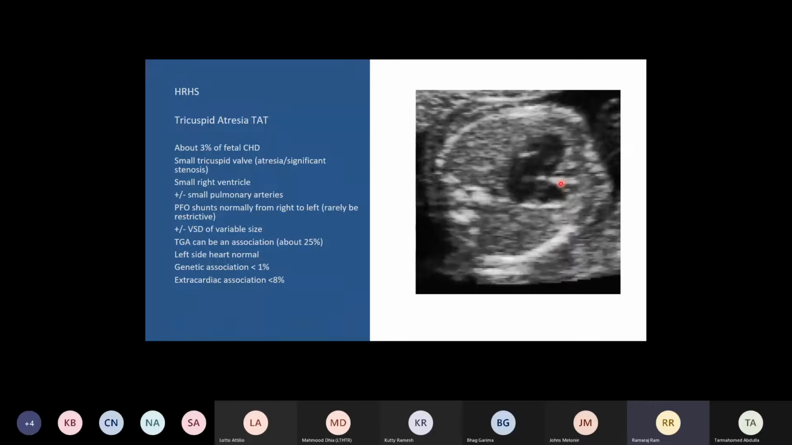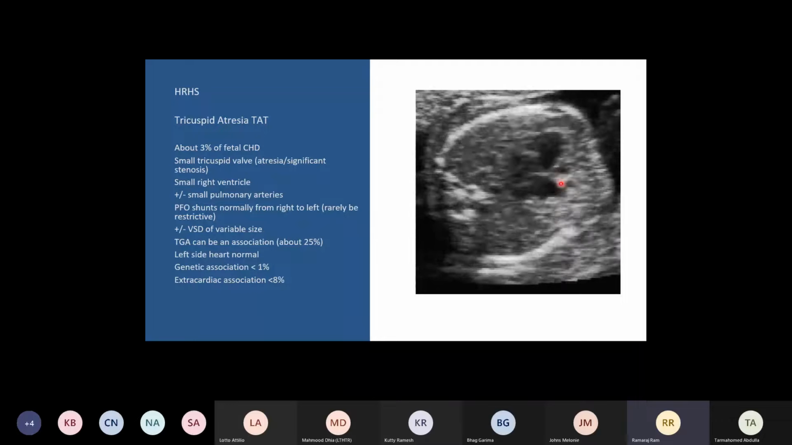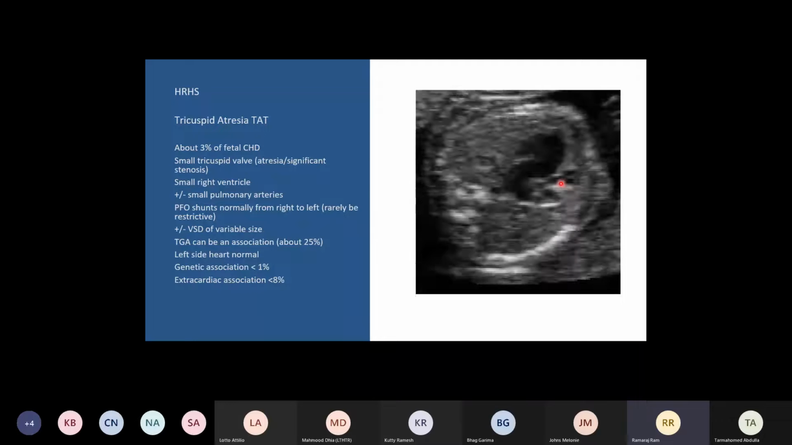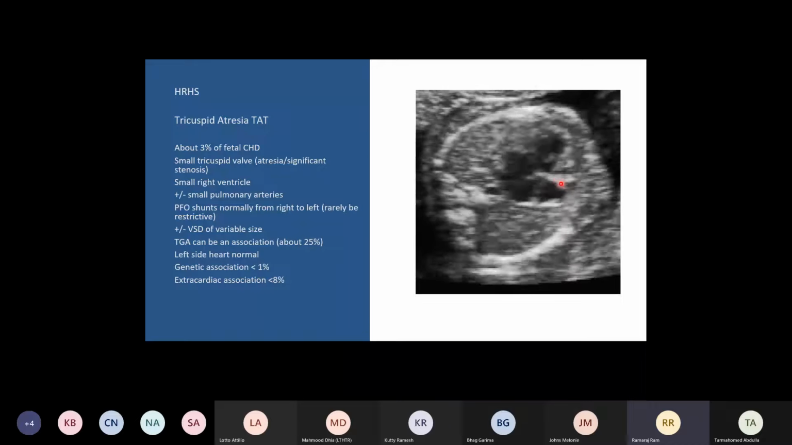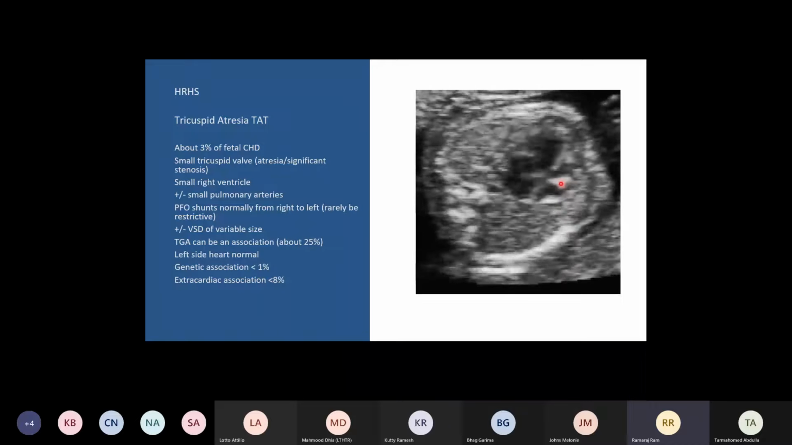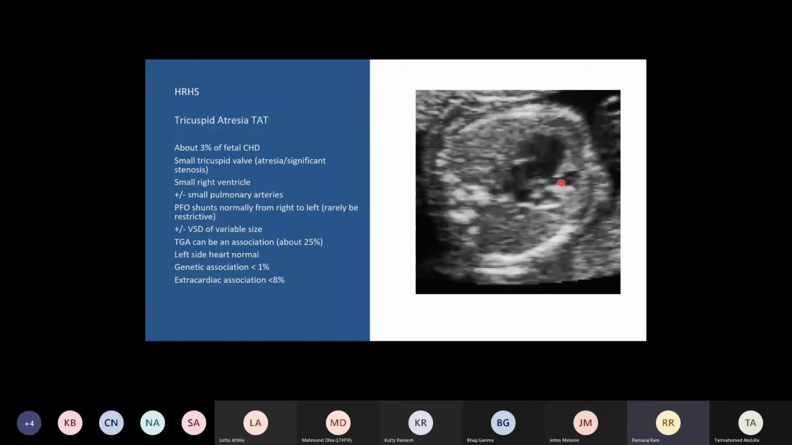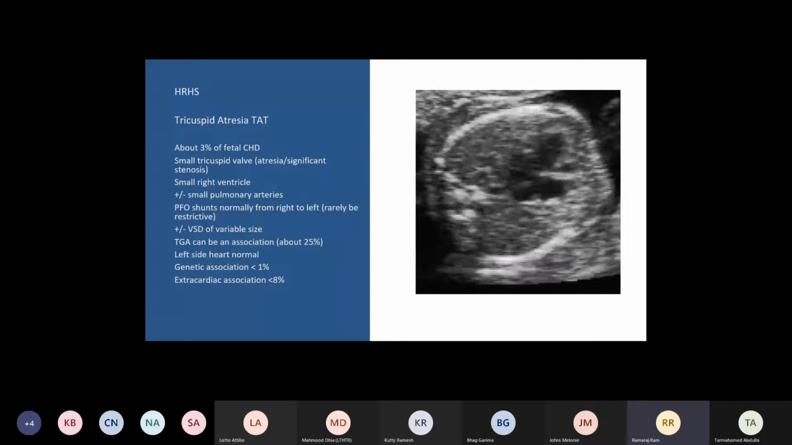As I said, it can be associated with TGA. It can be associated with other outflow tract abnormalities. Genetic association and extracardiac association is very small in this percentage. Yeah. Next one, please.